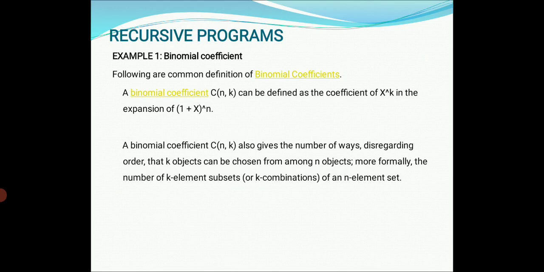On the other hand, a binomial coefficient C(n, k) also gives the number of ways, disregarding order, that k objects can be chosen from among n objects. More formally, the number of k-element subsets, or k-combinations, of an n-element set. So this is another definition of the binomial coefficient.